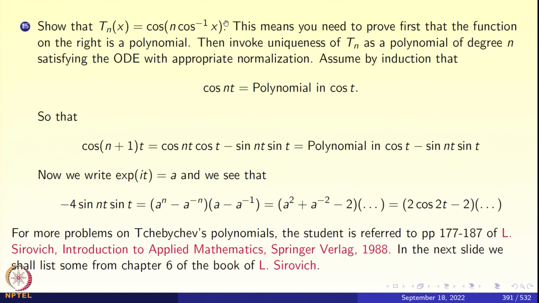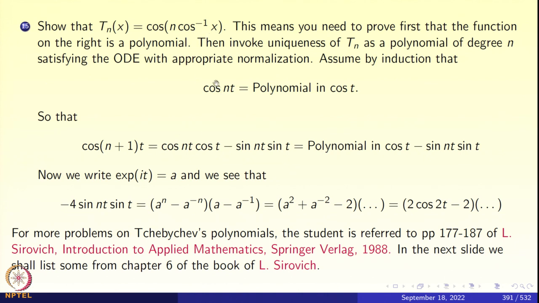Let us do this by induction. Assume that the result is true for n. Let us prove that the right hand side is a polynomial for n plus 1 in place of n. Well, so what is cos (n plus 1)t? It is cos nt cos t minus sin nt sin t. Now put t equal to cos inverse of x.